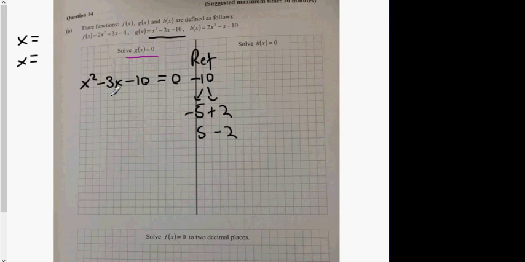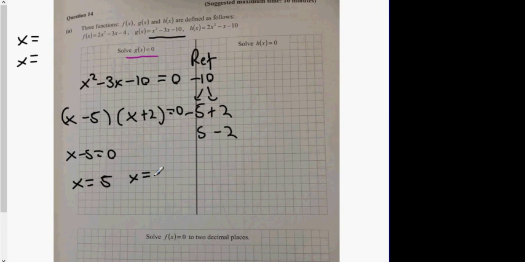You open up your two brackets and you have x in both of them, and you're going to have a minus 5 in one of them and plus 2 in the other one. And this will mean x minus 5 equals 0. This means x equals 5 and x equals minus 2. Happy enough with that? Well, where do you put the 3x and minus 3x?